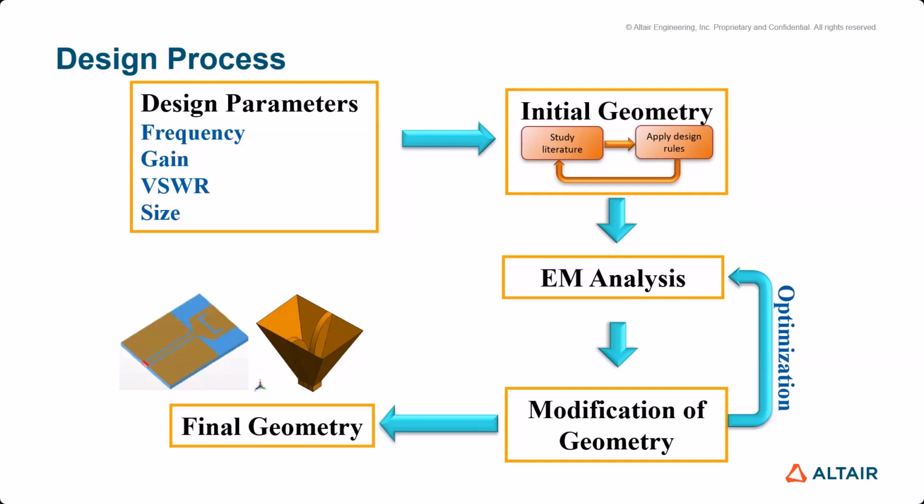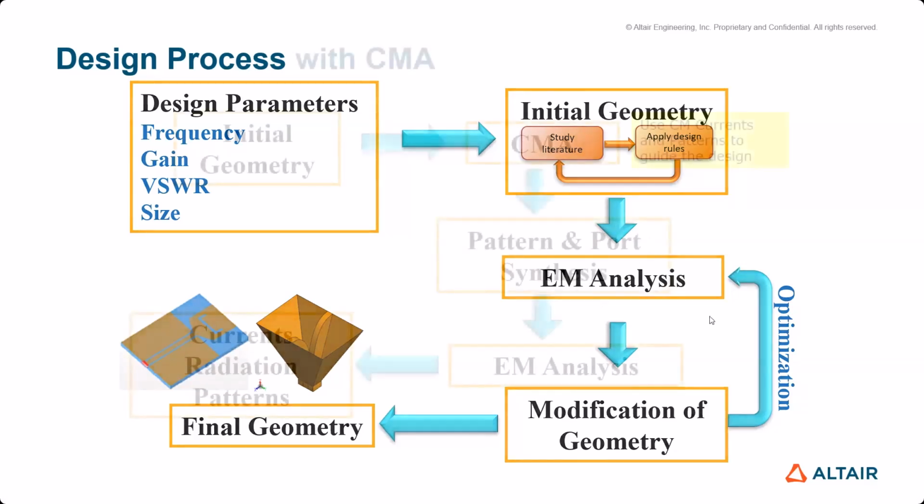optimize that to the point where you can reach your specifications, obviously then hoping to have a final geometry that reaches those requirements. We start with design parameters, for example, for an antenna. We investigate potentially through a literature study to get an initial geometry. We can then analyze that geometry in tools such as Feko, and then we need to optimize that and modify it to be able to hopefully reach our final specifications through our final geometry.